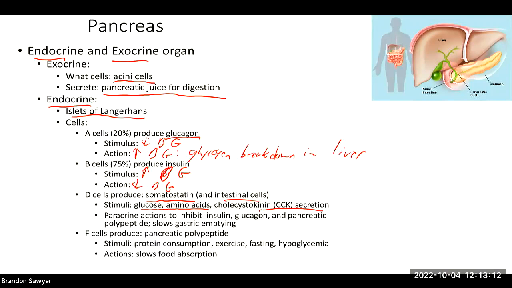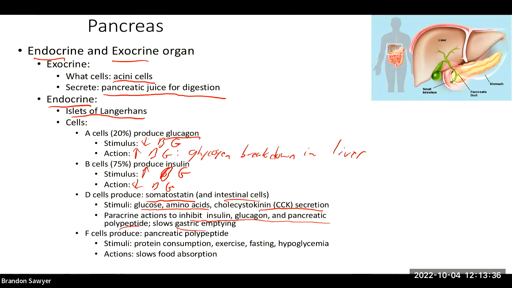Its actions are to inhibit insulin, glucagon, and pancreatic polypeptide release. So it kind of helps control the secretion of glucagon and insulin right there next to it. And then it is also involved in gastric emptying. We'll talk more about that later.